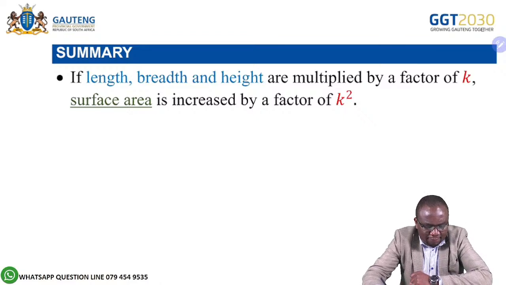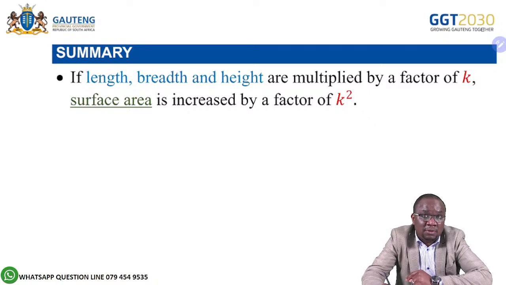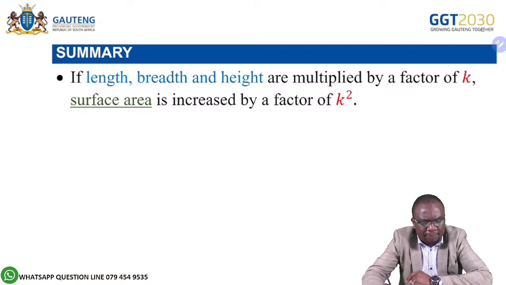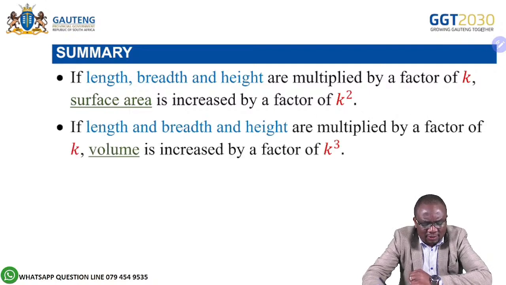We say that if length, breadth, and height are multiplied by a factor of k, then the surface area is increased by a factor of k squared. We wrote this one down, so there's no need for us to write it again. And then we went to the volume. We say that if the length and breadth and height are multiplied by a factor of k, then volume is increased by a factor of k cubed. Okay, that's what we learned. And we wrote this one down, so there's no need for us to rewrite this.